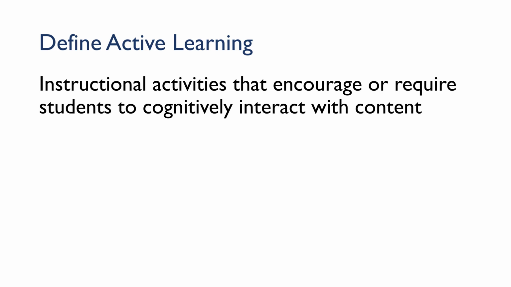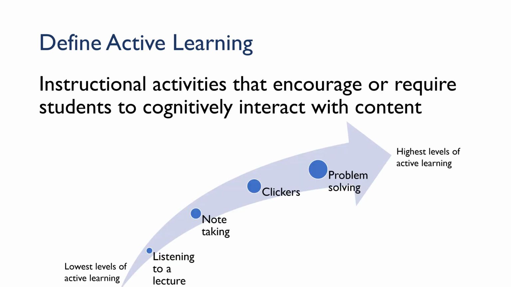There are many different ways that this can happen, and I view it as being on a spectrum. I do think this could vary between people. These are examples based on how I think the majority of learners respond to different types of activities. For most, listening to a lecture results in a very low level of active learning, so the least amount of cognitive engagement. And at the high end of the spectrum, problem solving.